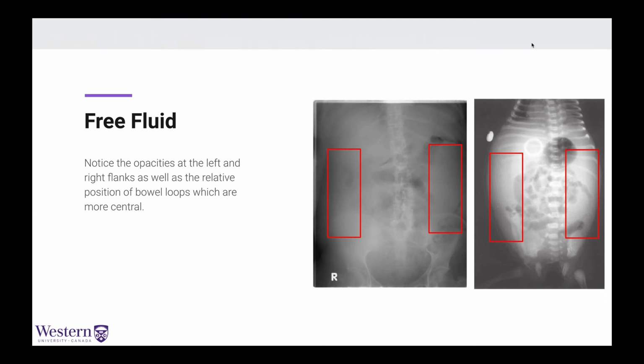The presence of free fluid can usually only be seen if there is a large amount of fluid within the abdomen, but what you want to pay attention to, particularly when the patient is supine and lying on their back, is at the left and the right flanks. So on the lateral margins of the image, you're going to see much more white opacity, representing the thickness of that fluid that's present in those cavities. And you're also going to see the relative mass effect. That fluid is actually going to displace and push a lot of the bowel loops preferentially towards the center and away from the edge. So that can infer that there's a large amount of fluid within the peritoneum.